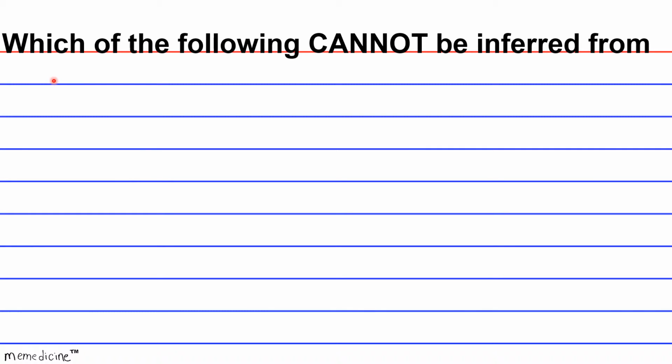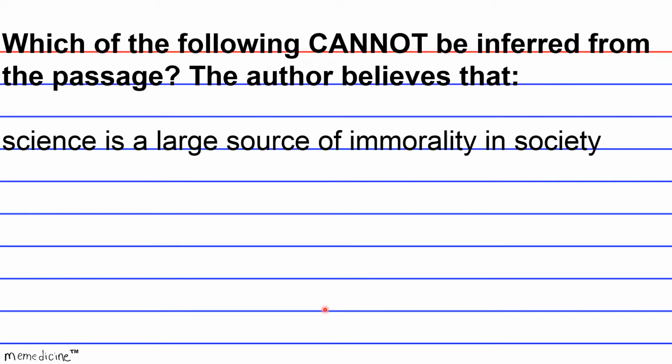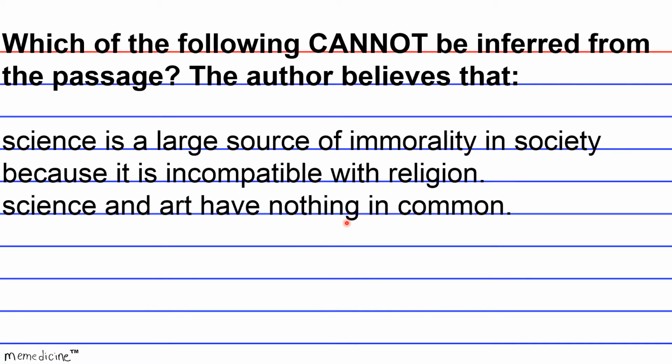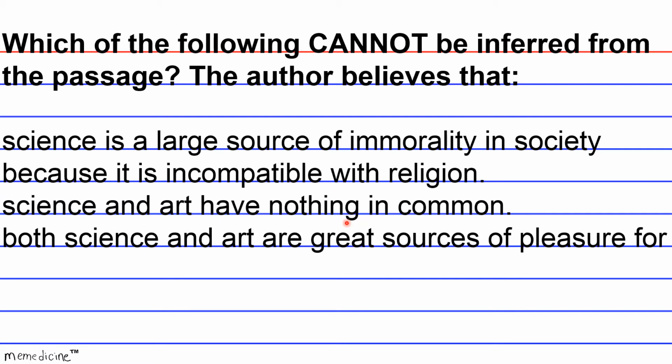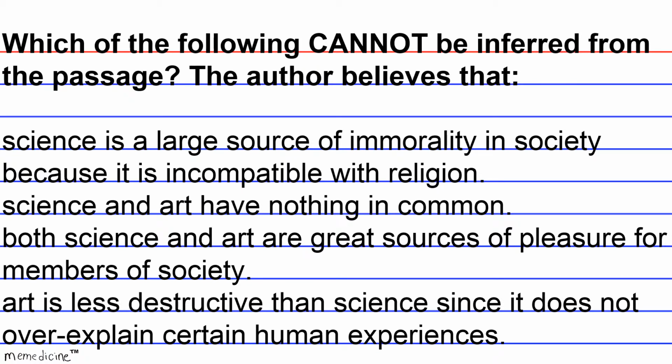Which of the following cannot be inferred from the passage? The author believes that A, science is a large source of immorality in society. It is incompatible with religion. B, science and art have nothing in common. C, both science and art are great sources of pleasure for members of society. D, art is less destructive than science since it does not over-explain certain human experiences. Definitely press pause if you need to, and I'll give you a moment to think.